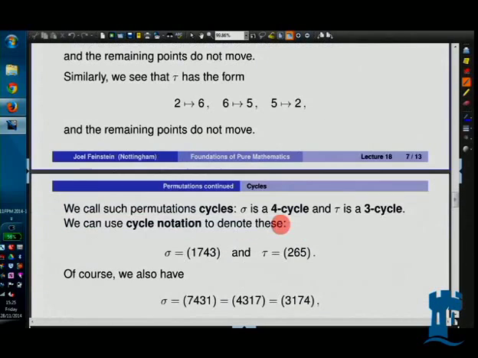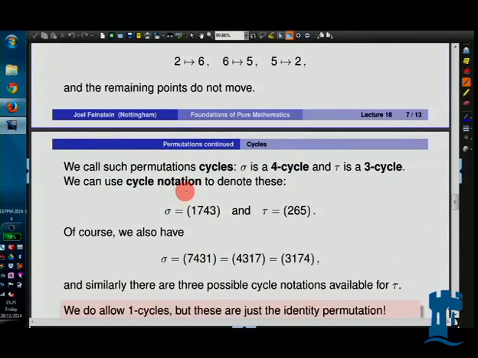And we've got a notation for them. The cycle notation means, so here's sigma in cycle notation. This just means 1 is sent to 7, 7 is sent to 4, 4 is sent to 3, and 3 is sent back to 1. And it's just a short way of writing it. So that's all it means. And tau sends 2 to 6, 6 to 5, 5 back to 2, nothing else moves. So it's a 3-cycle.